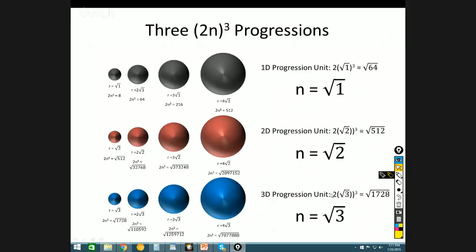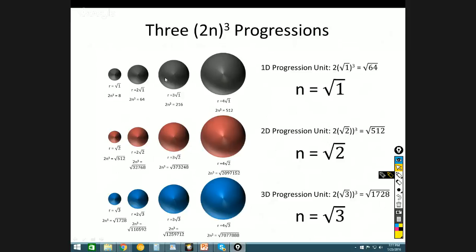Each one of those is expanding out in the proper direction. So in the 1D case, that would be 2. In the 2D case, that would be 4. And in the 3D case, that would be 8. But it's times this unit, not n equal to 1, 2, 3, 4, but n equal to 1 times the square root of 3, 2 times the square root of 3, and so on. So at 1 times the square root of 3 cubed, we get the square root of 1,728. So we've tried to depict that.